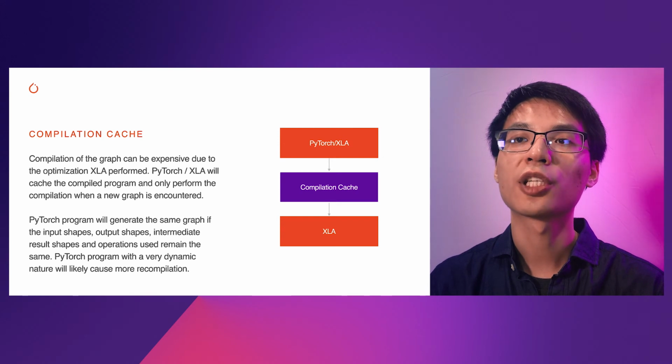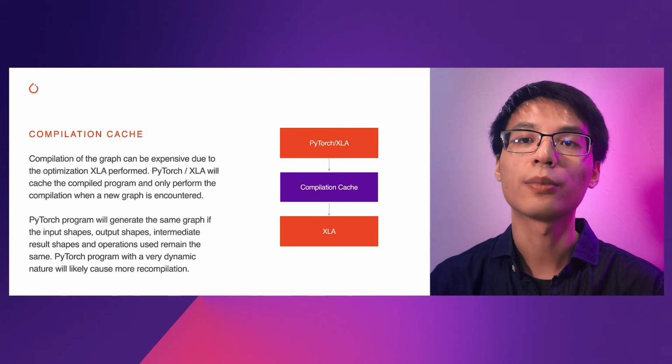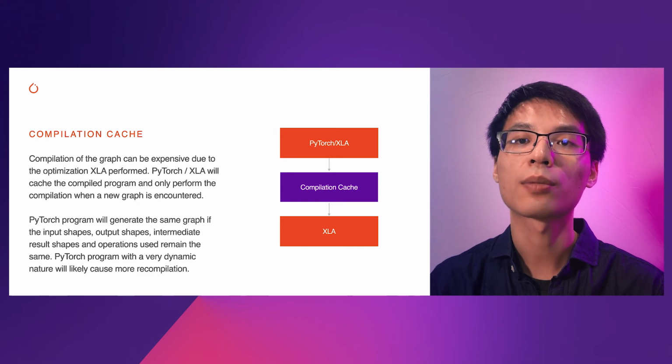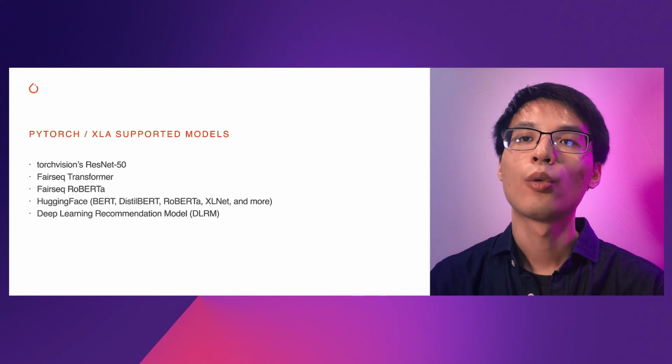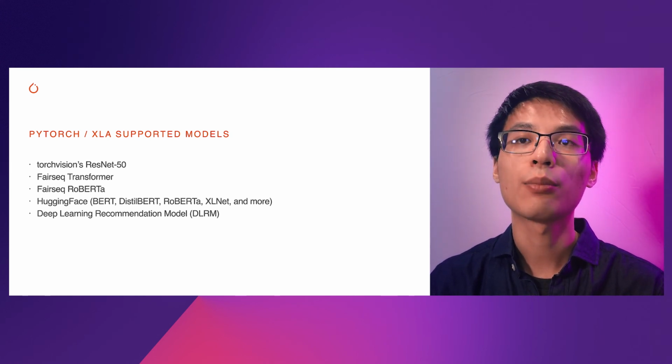Compilation of a program can be expensive due to the optimizations XLA performs. PyTorch XLA will cache the compiled program and only perform the compilation when a new graph is encountered. A PyTorch program will generate the same graph if the input shape, output shape, intermediate result shape, and operations used remain the same. Note that a PyTorch program with a very dynamic nature will likely cause more recompilations. With that, we complete a full PyTorch XLA example walkthrough.